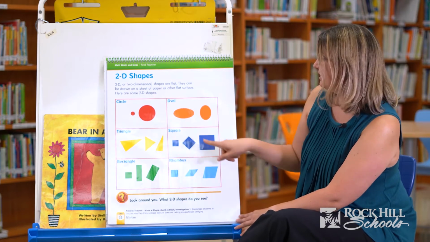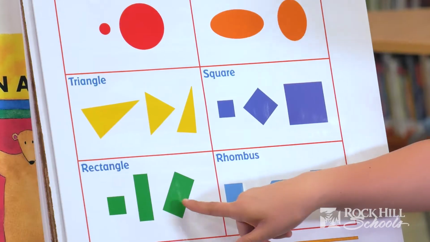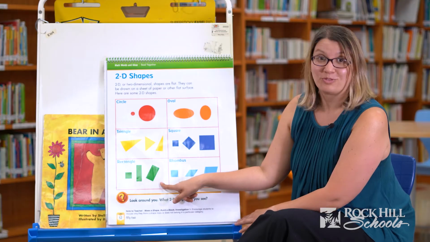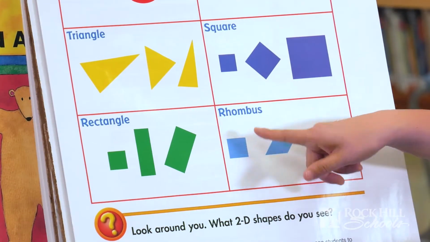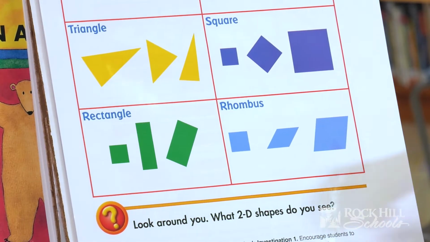Triangles. Good job. What about these? Those are squares. And what are these called? Rectangles. Awesome. And last one, and see, this is a math chart. It has the math name. What are those? Yes, rhombuses.